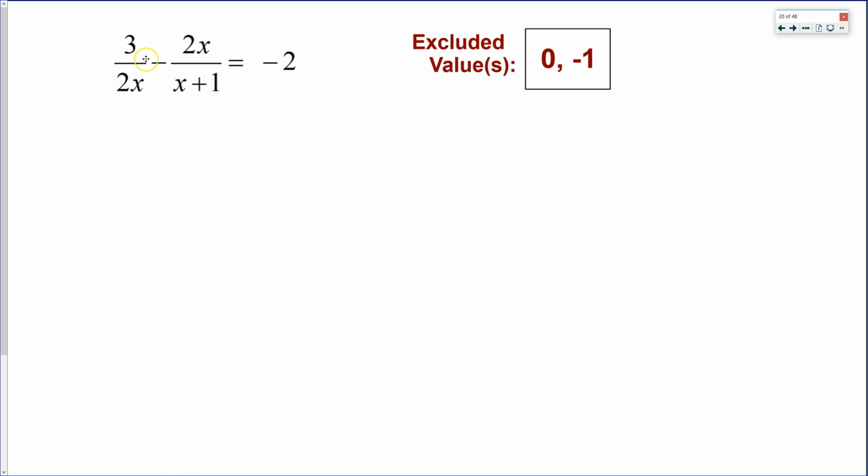And if I were to also subtract a 3x over to this side, that would combine to be a negative 7x, and then just divide by negative 7. Check that against my excluded values. They don't match, so I have a valid solution.